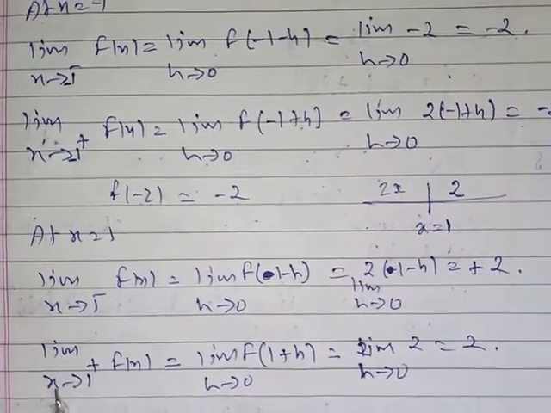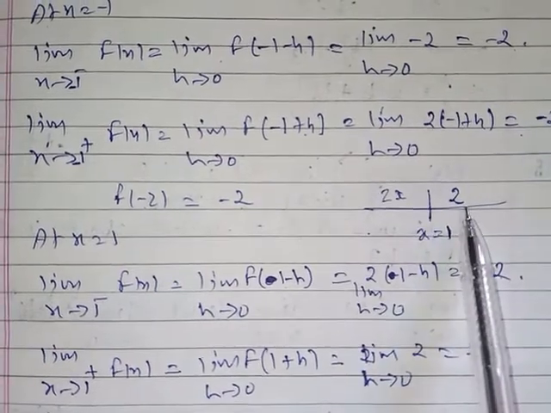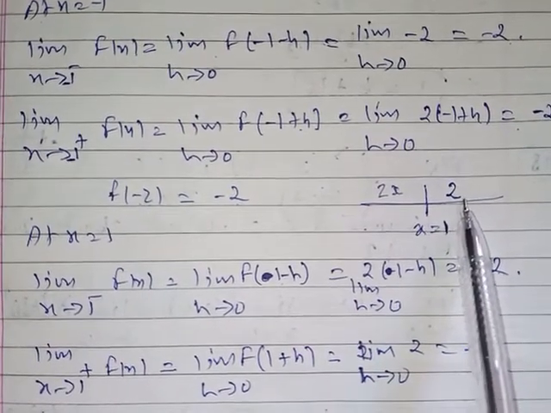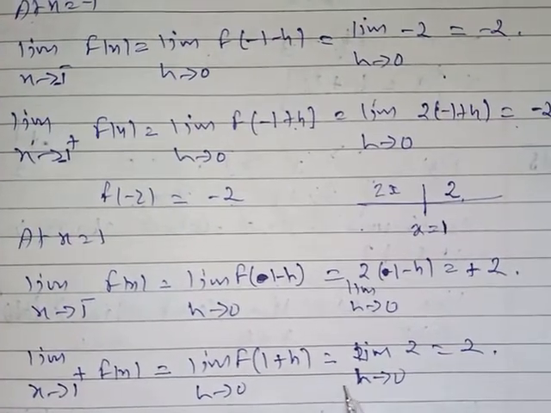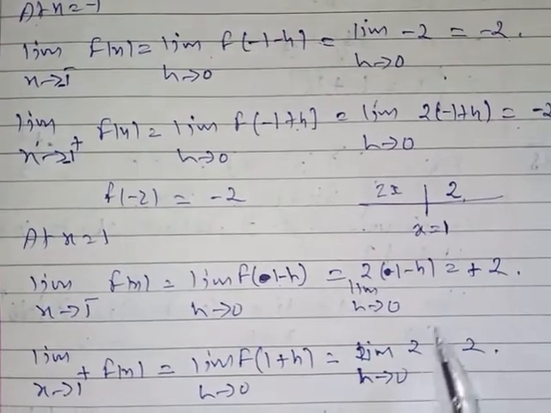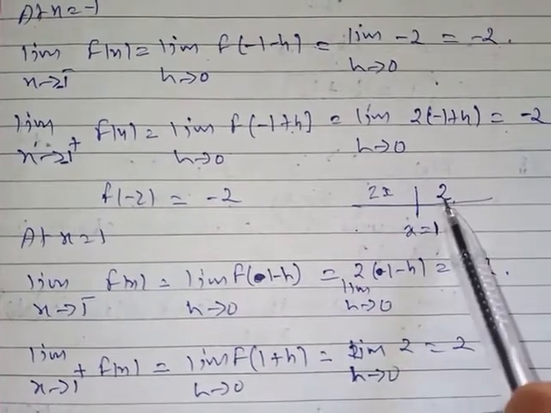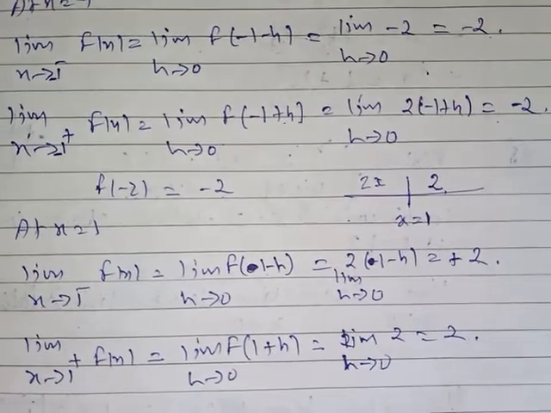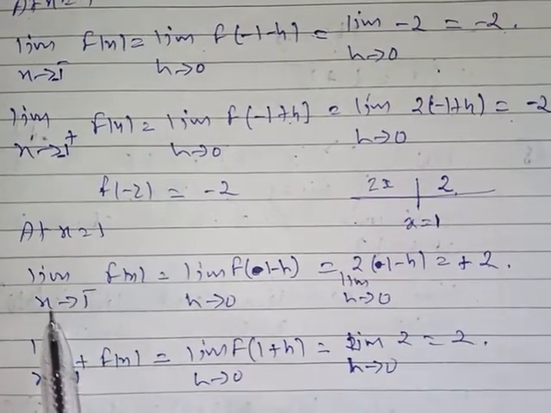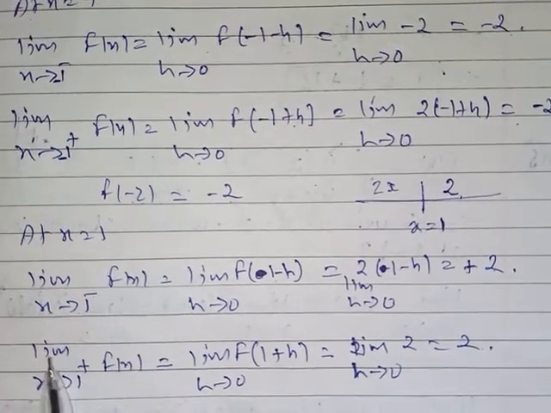Now limit x tends to 1 plus f of x. What is the function on the right hand side of 1? The value of the function is 2. So limit h tends to 0 f of 1 plus h. We cannot substitute, there is no x here, so we write directly 2. So limit h tends to 0 of 2 is equal to 2.